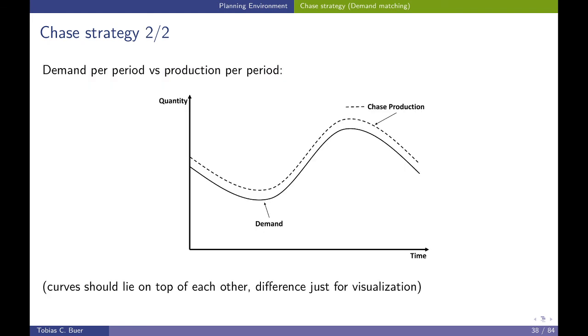Here is the graphical representation. I already showed you the demand curve over time, and the chase production, this is the output of our production process. It is dashed here. It should be as close as possible to the demand curve, and it is just drawn a little bit higher than the demand curve for visualization reasons. Ideally these two curves should lie on top of each other. Then the chase strategy is fulfilled in the best possible way.